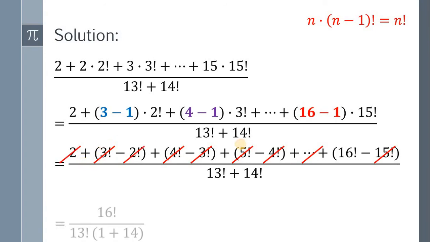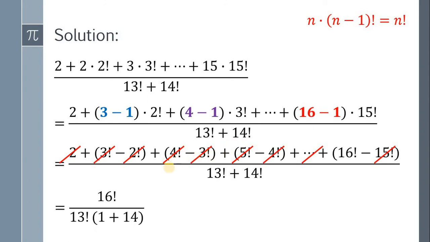Now, this becomes 16 factorial all over 13 factorial multiplied by 1 plus 14. Why is that? Because 14 factorial can be written as 14 times 13 factorial. So we can factor out 13 factorial. So we have 13 factorial multiplied by 1 plus 14. Now, simplify. We have 16 factorial all over 13 factorial times 15.